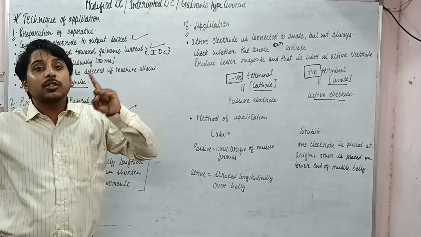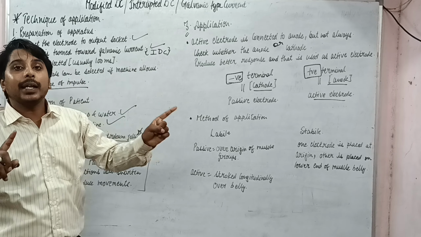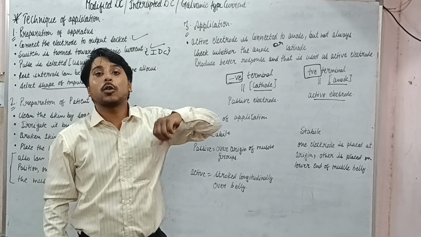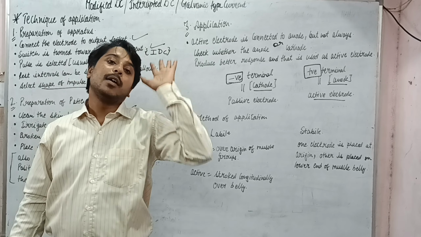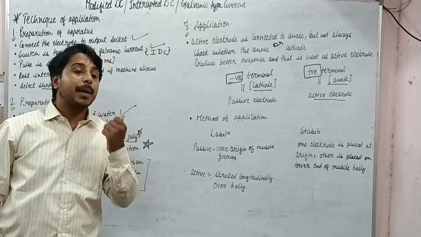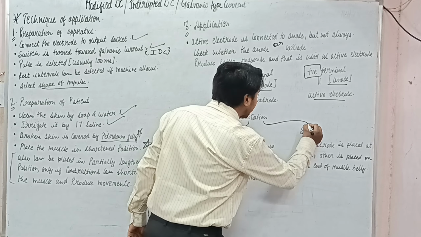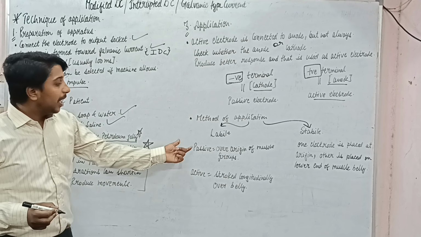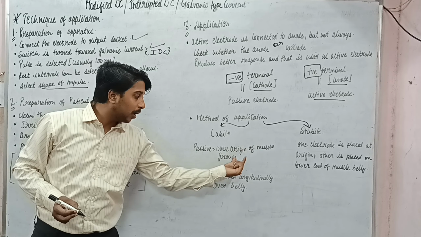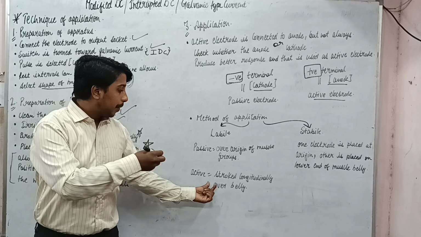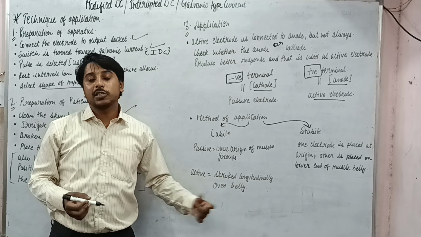So you understood, in case of faradic and galvanic, it is fixed. That is, the anode which is positive is active and the cathode which is negative is passive. But here the active electrode can be either anode or cathode, whichever is producing more comfortable and better contraction. Then the method of application can be either labile or stabile. What does this mean? In labile, the passive electrode is placed over the origin of the muscle and the active electrode is the pen electrode. You can produce the contraction by moving the pen electrode longitudinally over the muscle belly.